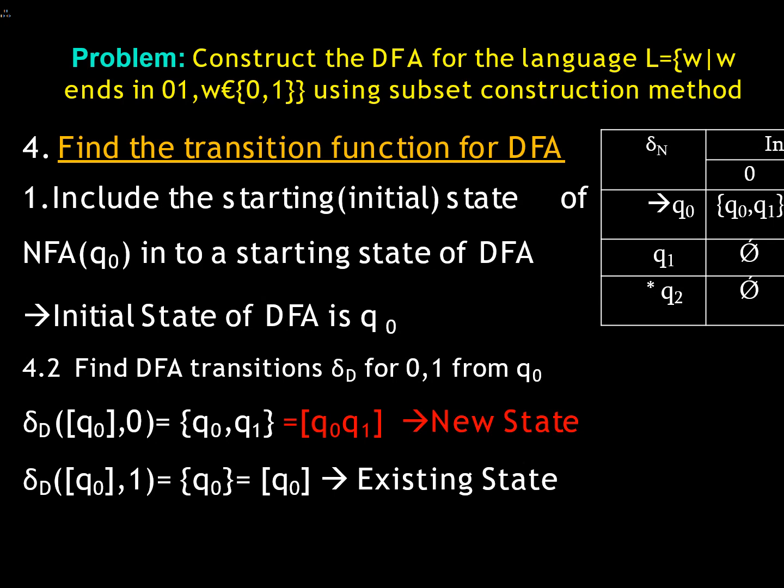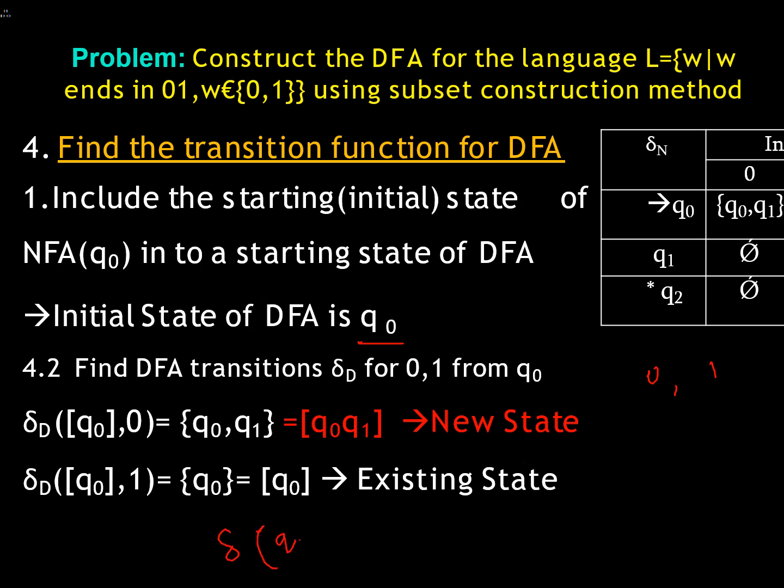What we said is to include the starting state of the NFA as the starting state of the DFA. That's what we discussed so far. So first take the starting state of the NFA, that is Q0, and that will act as the starting state for the DFA also. Now we need to find the transitions. How do we define them? We have two input symbols, 0 and 1, and the state I've considered is Q0. This is the notation for the transition function.